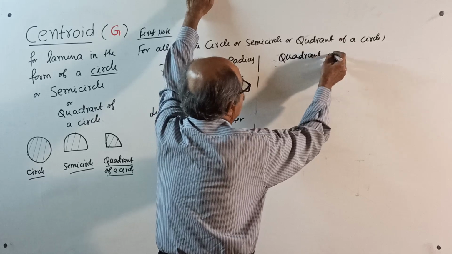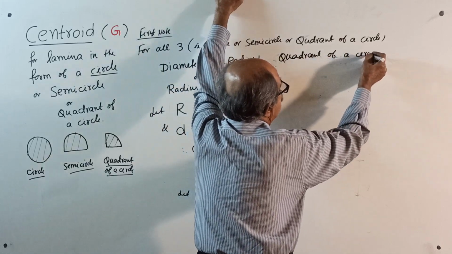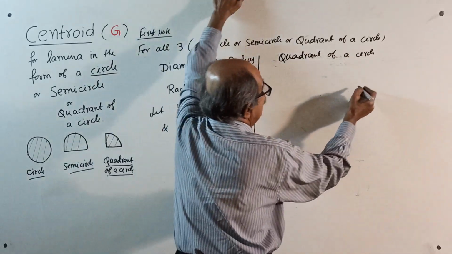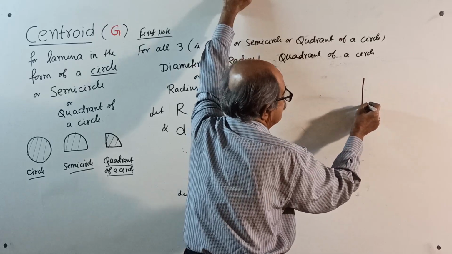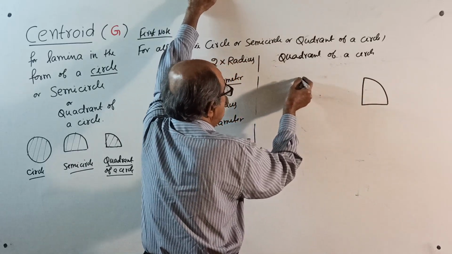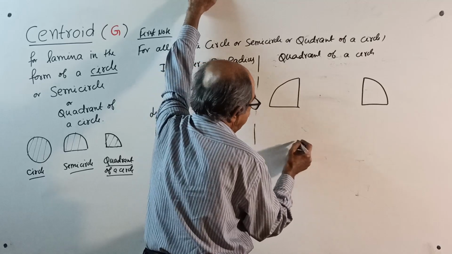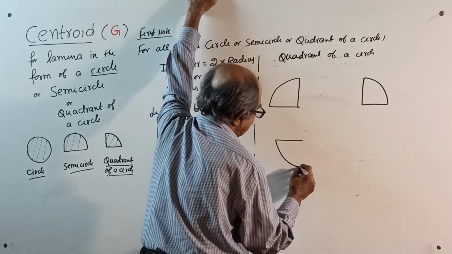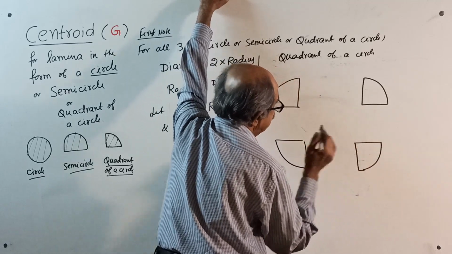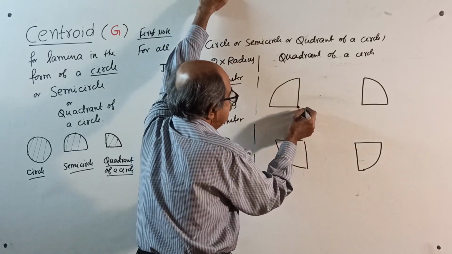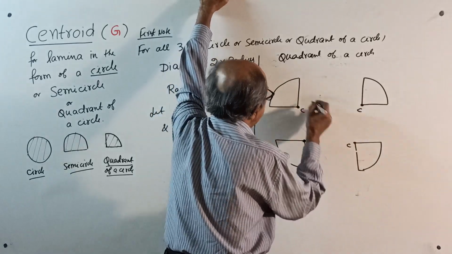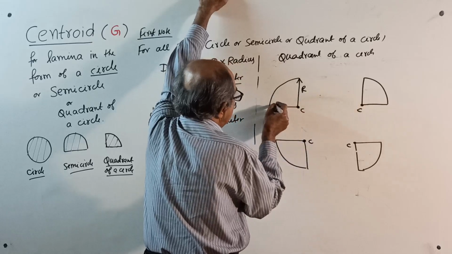Quadrant of a circle. For derivation purpose, I will always take it like this. The quadrant can be like this, or it can be like this also, or even like this, or like this. Anyway, quadrant. Now, this is center C. This is radius.